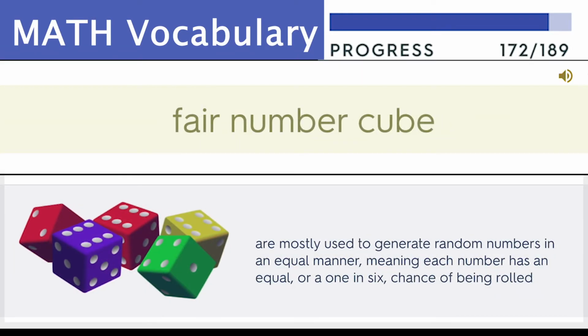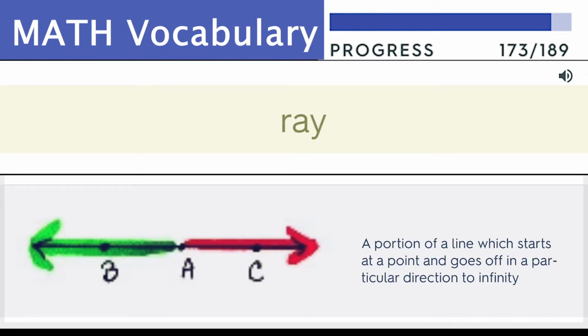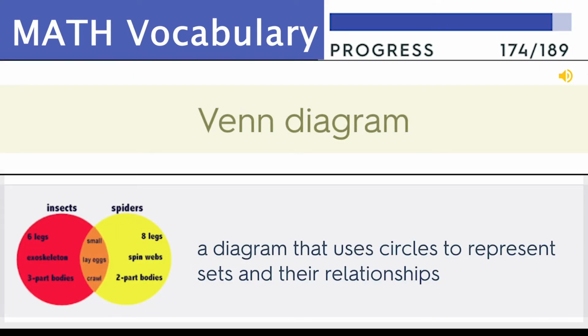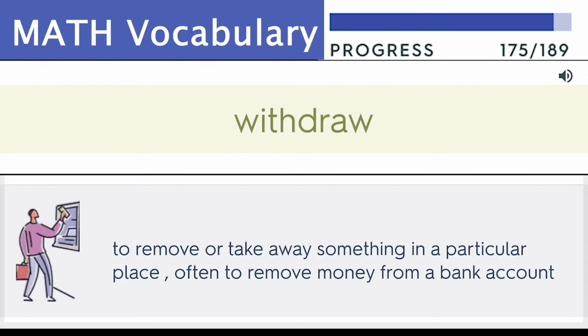Fair number cube. Mostly used to generate random numbers in an equal manner, meaning each number has an equal, or 1 in 6, chance of being rolled. Ray. A portion of a line which starts at a point and goes off in a particular direction to infinity. Venn diagram. A diagram that uses circles to represent sets and their relationships. Withdraw. To remove or take away something from a particular place, often to remove money from a bank account.